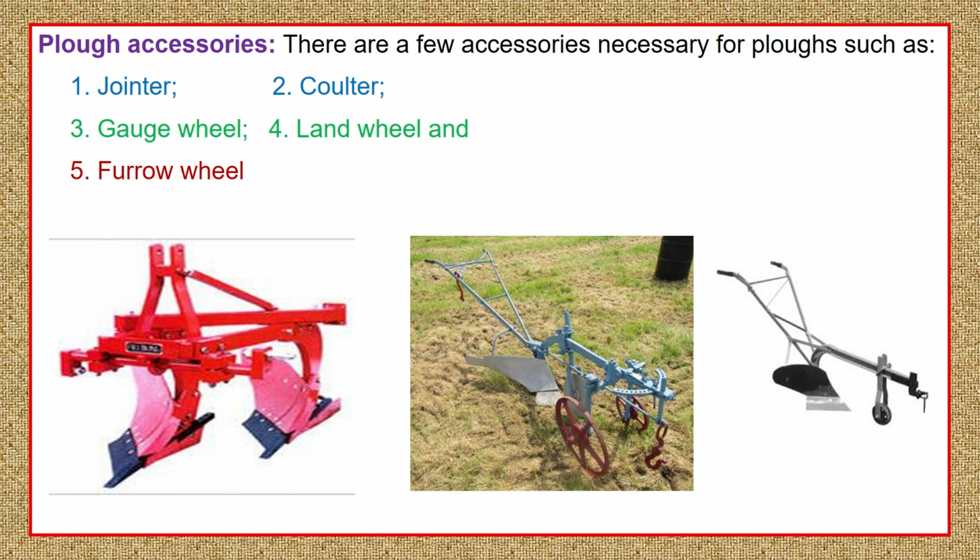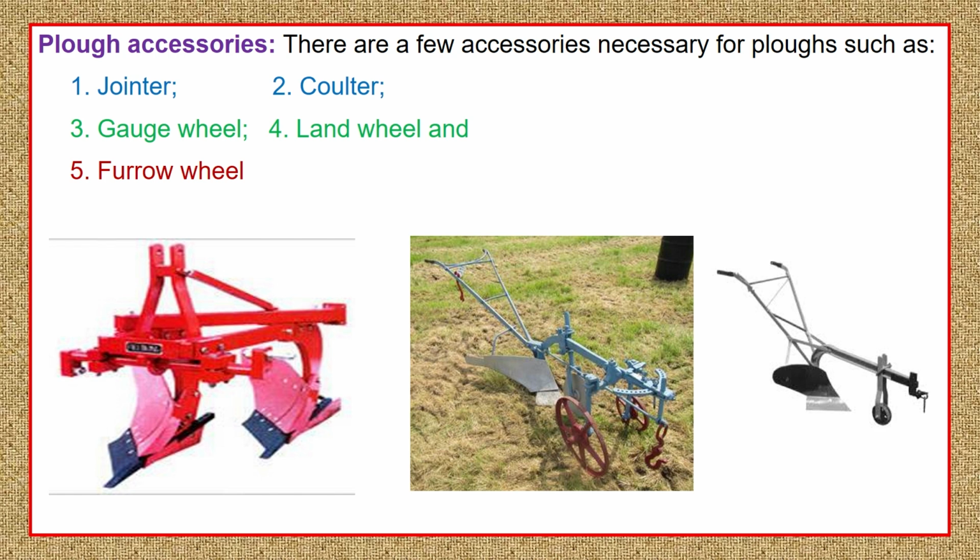There are some accessories of the plough, MB plough particularly, which may be used, or some ploughs come with the accessories, and they are not mandatorily used. They are need based. So again, the accessories of the plough: what are all those accessories? They may be a jointer, a coulter, a gauge wheel, a land wheel, and a furrow wheel. The jointer or coulter may be used alternatively, not always used. Both of them are not used at a time.